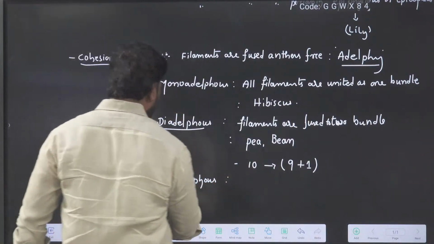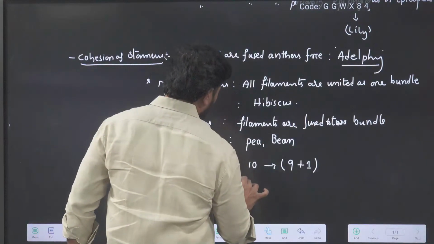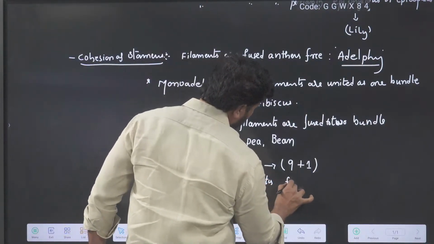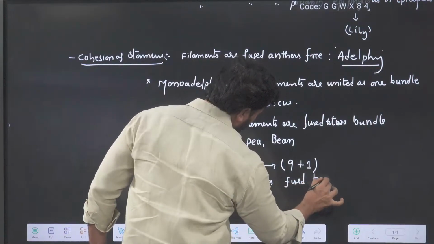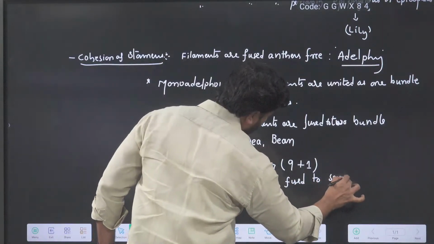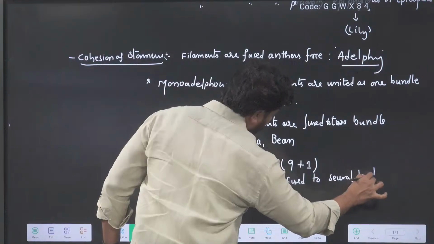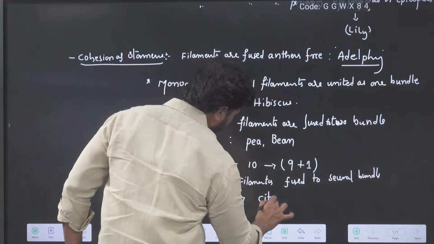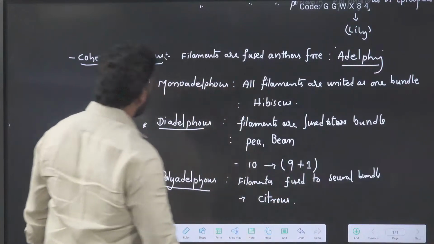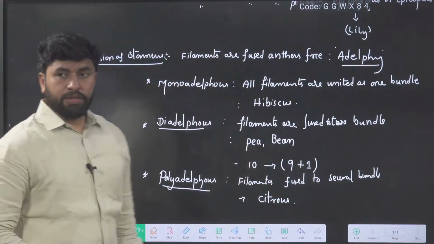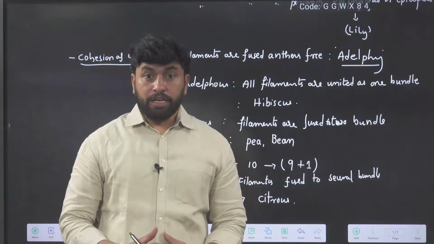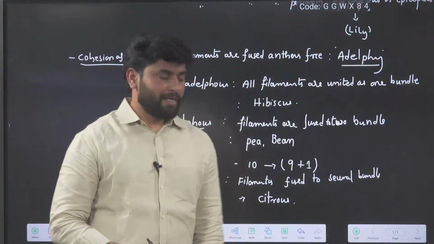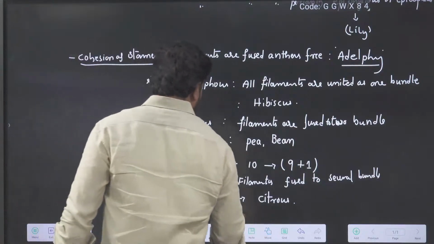Polyadelphous. What happens there? Filaments fused to several bundles. In this case, for example, citrus. In the members of citrus, the stamens are going to be fused into several bundles, not their anthers, only their filaments. This is about Adelphi.